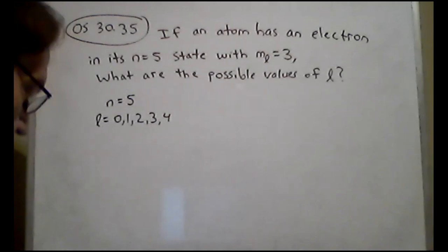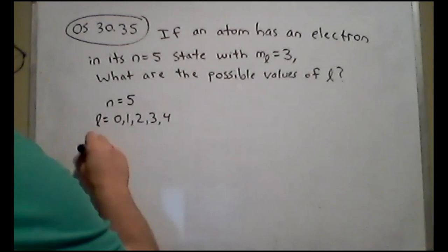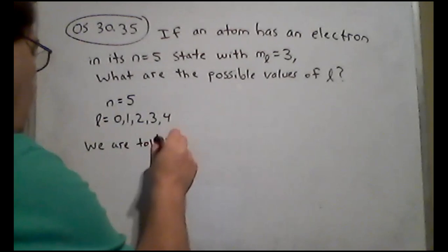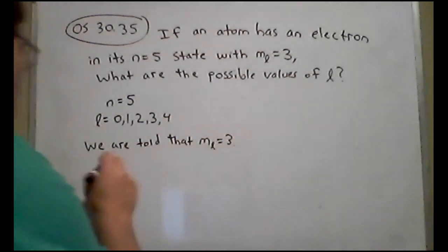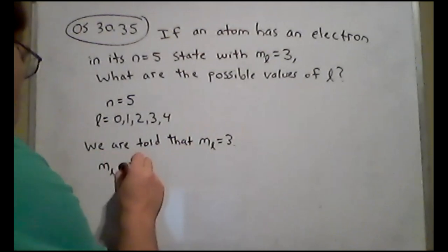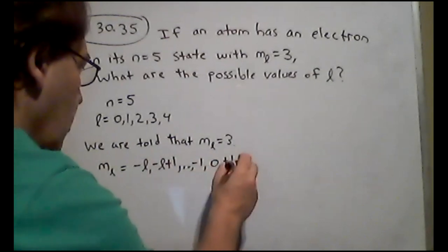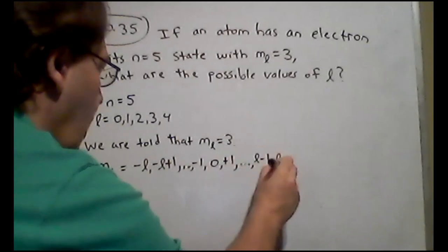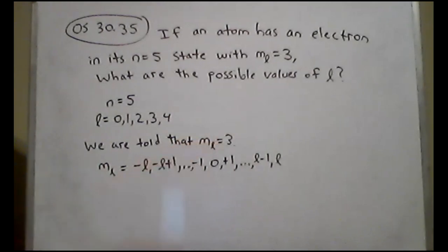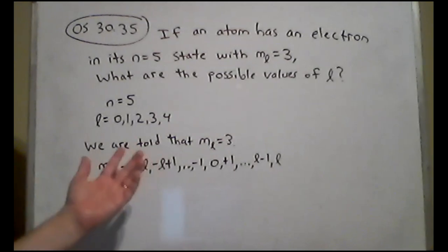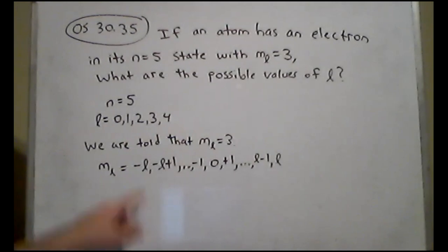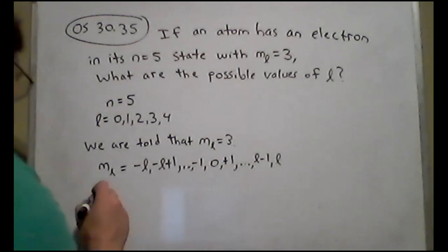But I'm being told that m sub l is 3. So we are told that m sub l equals 3. Well, m sub l is limited by what? Negative l plus 1, ..., negative 1, 0, positive 1, ..., l minus 1 to l. That means that whatever the value of m sub l is, it can't be any more. Essentially, l cannot be less than m sub l. Let's put it that way. m sub l can only be as small as negative l or as big as l. So, for instance, if I said, well, can l be 2? Can little l be 2? Well, if that was the case, what if l equal 2?